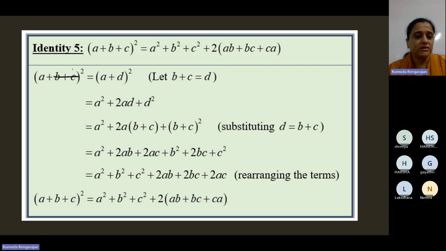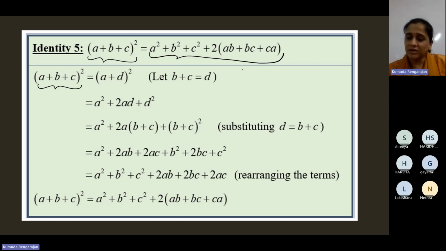So if this is d, this becomes a plus d the whole square, correct? If you call b plus c as d, then this becomes a plus d the whole square. See, we take up the LHS. This is the left-hand side, a plus b plus c the whole square. You need to work the left-hand side, and the result you get should be the right-hand side.